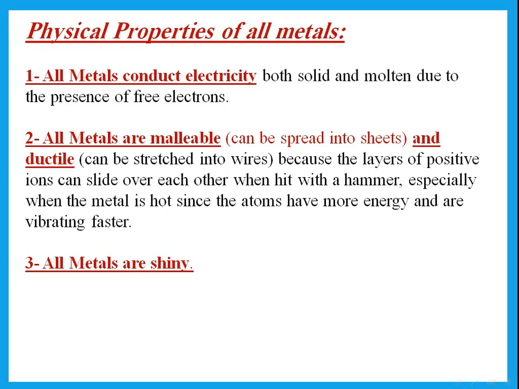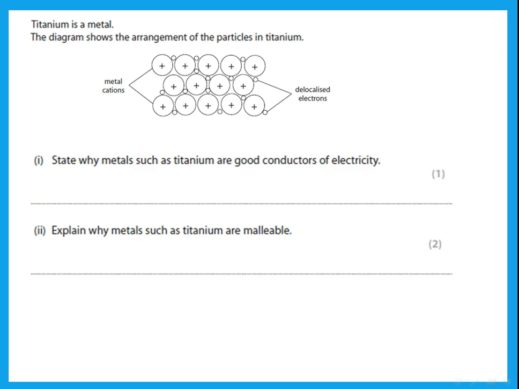Now you should also know that all metals are malleable and ductile. Malleable means they can be spread into sheets, like the aluminum foil that we use at home. Ductile means they can be stretched into wires. Now, why are metals malleable and ductile? Because the layers of positive ions that we said we have can slide over each other when hit with a hammer, especially when the metal is hot. So the atoms have more energy and are vibrating faster. And we said that all metals are shiny. So let's take a look at this question.